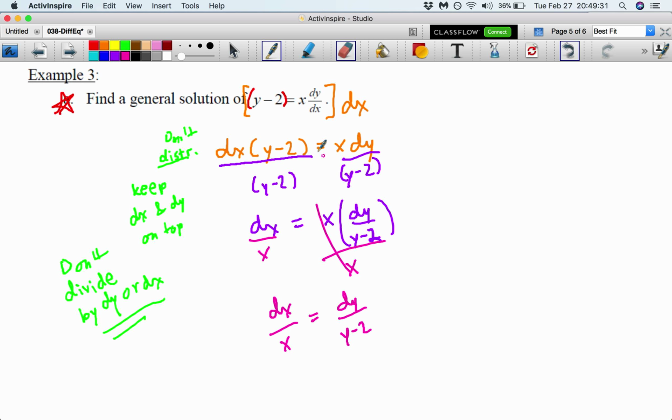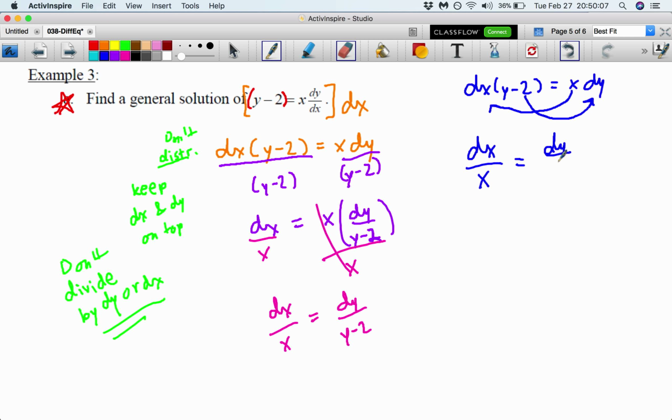Now, some people can see it right from the orange, and that's what I want to emphasize. If you go all the way back to the orange step, dx times y minus 2 equals x dy, we're kind of switching the x over here and switching the y junk over here. It's kind of like cross dividing, the same thing as undoing the cross multiplication. If you look at this fraction and cross multiplied, you would get our orange equation. I hope that's clear. Because that's how I think of it. I think of the x moving and the y minus 2 moving. Not the most formal thing in the world, but it works for us.